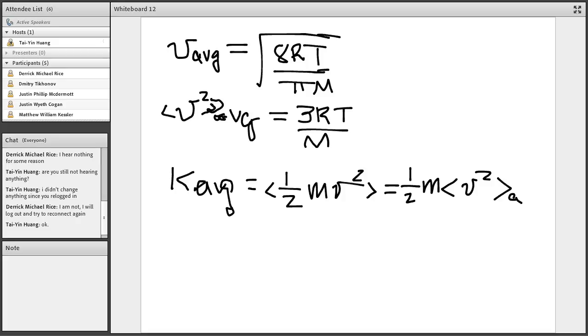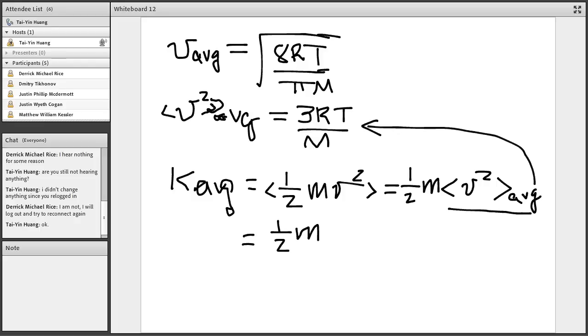So what is that expression? V squared, and then take the average. We just mentioned that that would be 3RT over M, which is the square. If you take the square root of this quantity, that will give you the root mean square value. So we can replace this quantity with that expression. What we have here is 1/2 little m, which is the mass of each individual particle, times 3 times the ideal gas constant times the temperature, over the capital M. Now capital M is the molar mass.